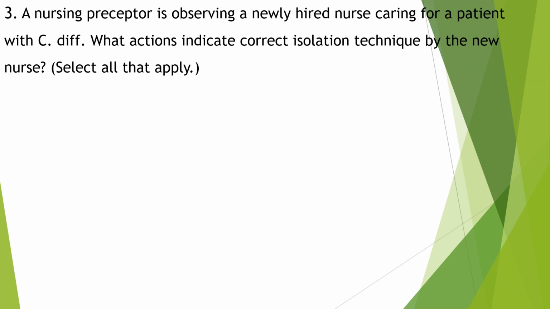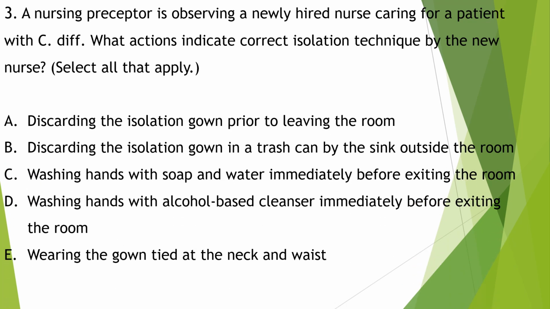A nursing preceptor is observing a newly hired nurse caring for a patient with C. difficile. What actions indicate correct isolation technique by the new nurse? Select all that apply. Discarding the isolation gown prior to leaving the room. Discarding the isolation gown in a trash can by the sink outside the room. Washing hands with soap and water immediately before exiting the room. Washing hands with alcohol-based cleanser immediately before exiting the room, or wearing the gown tied at the neck and waist.